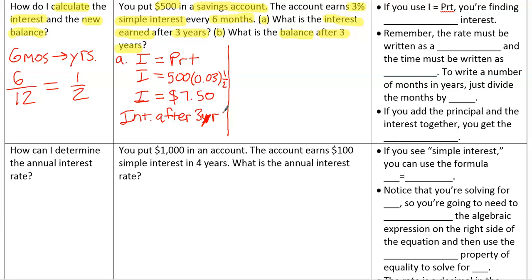Okay, you have to multiply that by 6. So that's $7.50 times 6. And so I'm going to go ahead and do that. $7.50 times 6 is $45.